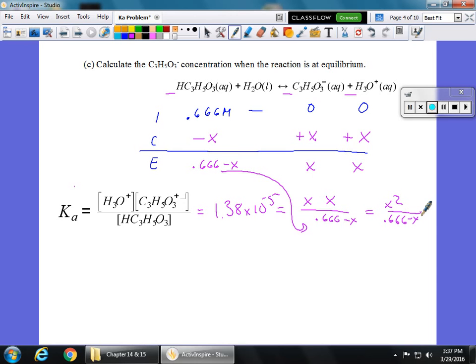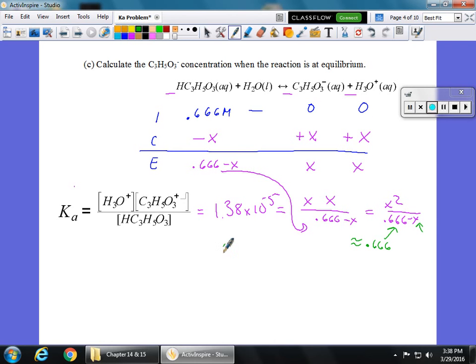If you don't want to use the quadratic equation, which you could also use, we can take this part on the bottom and say that because the K is so small, this is roughly equal to 0.666. Okay? That X is going to be such a tiny number, so we're essentially assuming that it's going to be 0. And what we do is a method of successive approximation. And so we set that to 0.